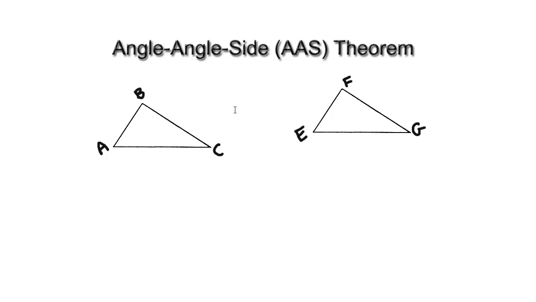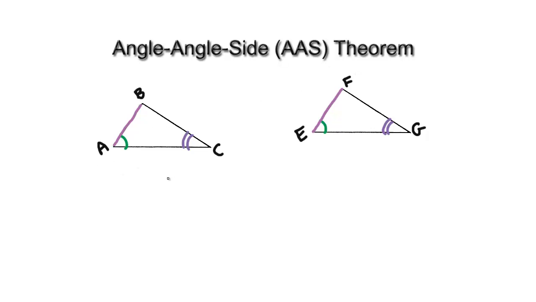So for the angle-angle-side theorem, let's say you have angle A congruent to angle E and angle C congruent to angle G, and we have a non-included side. So let's say side AB, which is this side here, is congruent to side EF. If this is the case, then we can actually use the angle-side-angle postulate to prove this theorem.